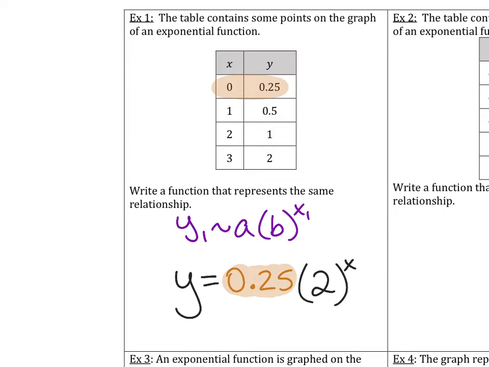One other thing I'd like you to notice is, let's just go to the easy numbers. How did I get from 1 to 2? How did I get from 0.5 to 1? How did I get from 0.25 to 0.5? Why do you think that number 2 is now in the parentheses?